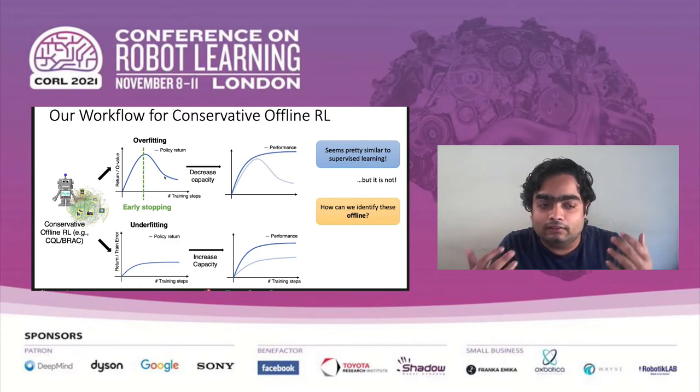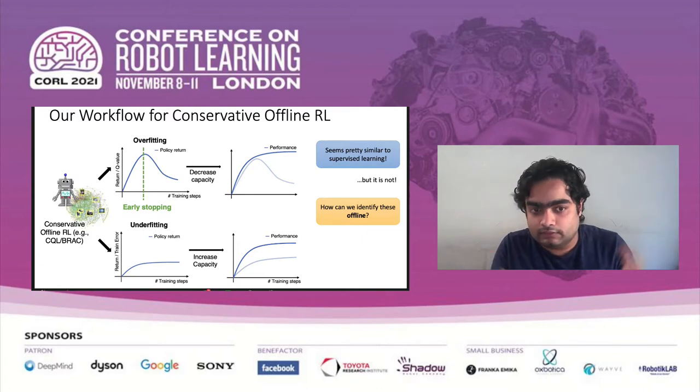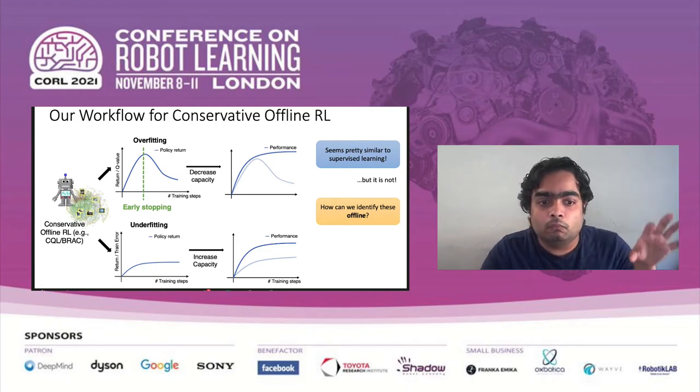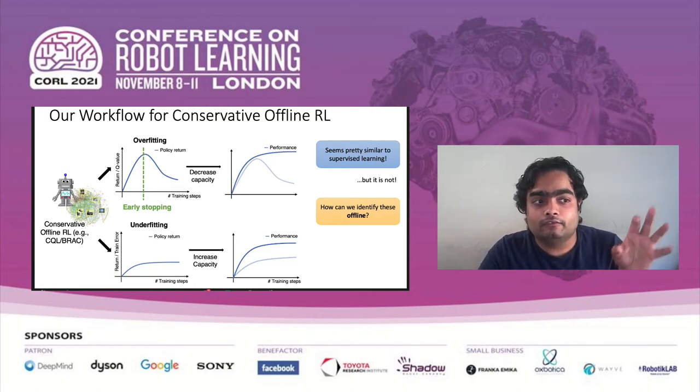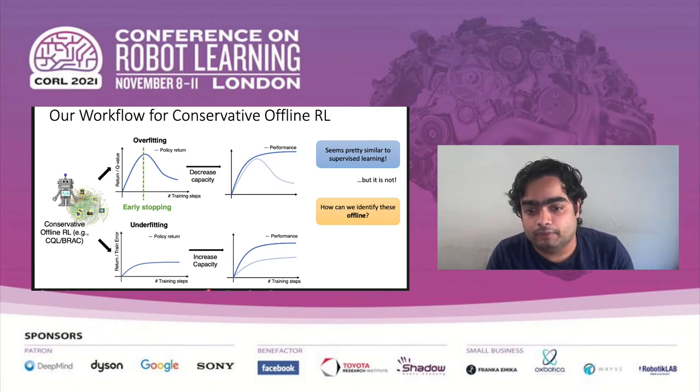And so just a supervised learning workflow where you could use a validation error is not going to work here, because here you care about policy return, not your training objectives, like your training temporal difference error. And so it's a big problem as to how you measure these overfitting or underfitting effects in practice without access to online rollouts. And that's what we solve in our paper.